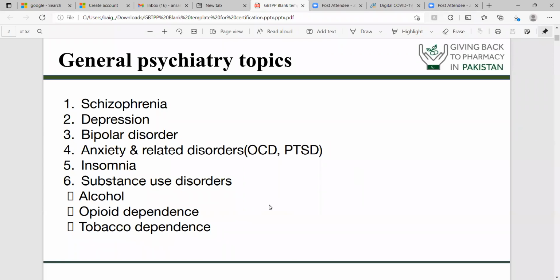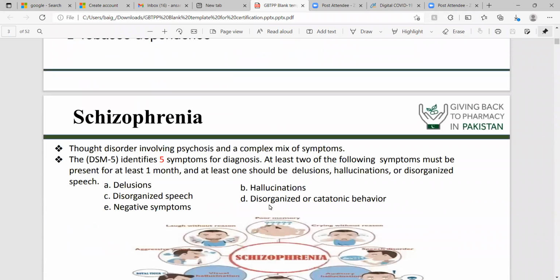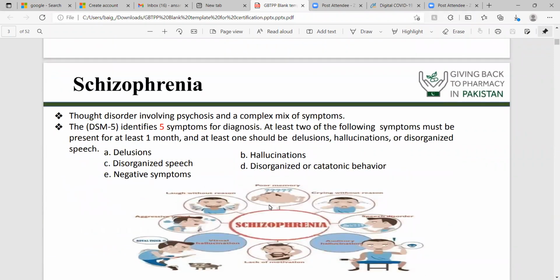So I'm just going to generally discuss schizophrenia, depression, bipolar disorder, anxiety, insomnia, substance use disorders, alcohol, opioid dependence, and tobacco dependence. Our first topic is schizophrenia. Schizophrenia is a chronic, severe, and disabling thought disorder that occurs in 1% of all societies, regardless of class, color, religion, or culture. Basically, this is a disorder in which dopamine and glutamate are not working properly.